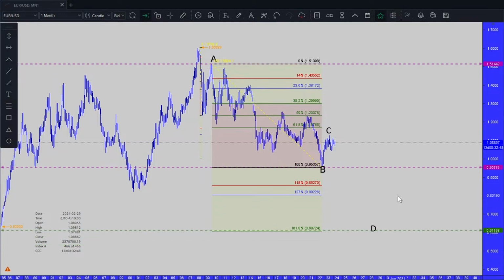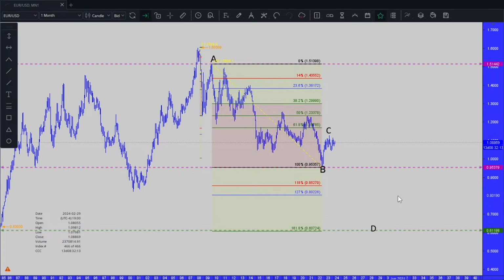What is the monthly Fibonacci, everybody? What is the monthly Fibonacci telling you? Is it telling you to buy, or is it telling you to sell? Boss, but the market can do anything it wants. Yes, the market can do anything it wants, but what is the monthly Fibonacci telling you in terms of direction?